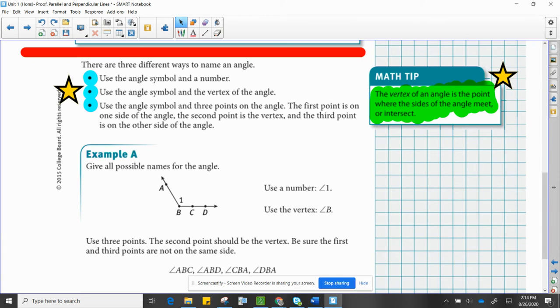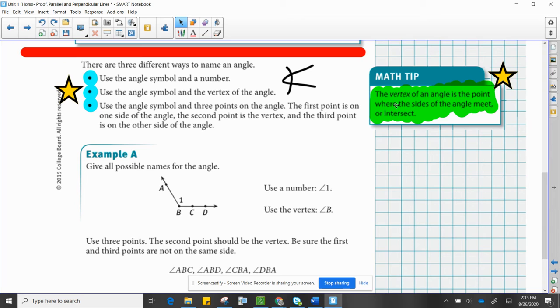So you can use the angle symbol. So the angle symbol looks like this, kind of like an inequality sign. I always put a little curve in there just to show that that's an angle, so I don't get it confused with anything else, but you can just use, like the book does, an inequality symbol type thing. So you can do that, and the number. So say they label the angle as a number. You can also name the angle by using the angle symbol and the vertex of the angle.